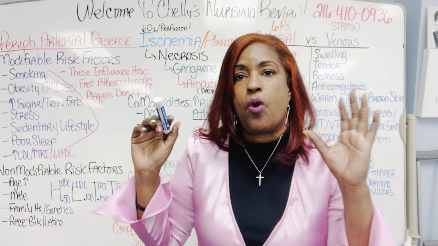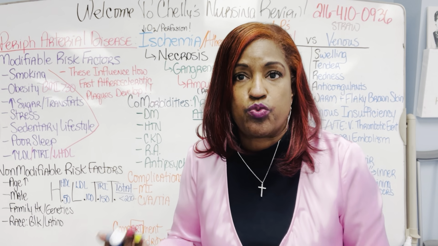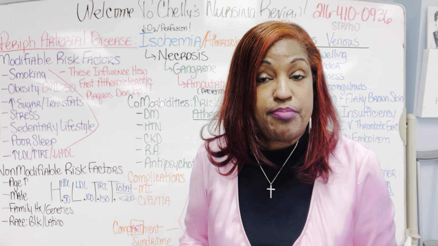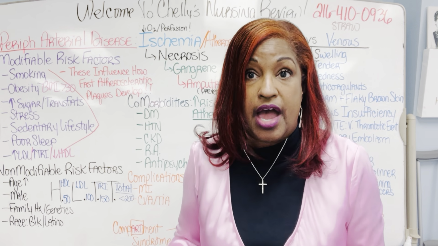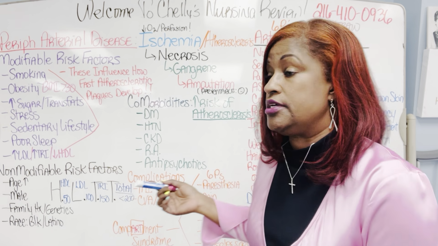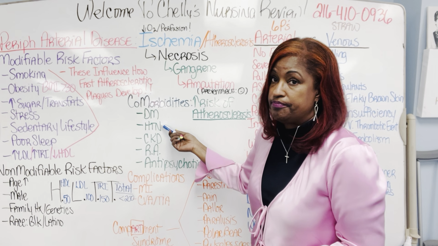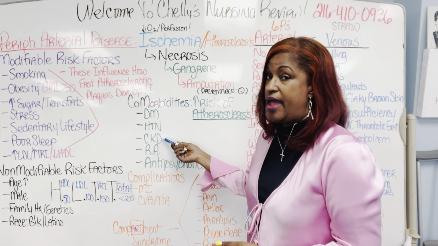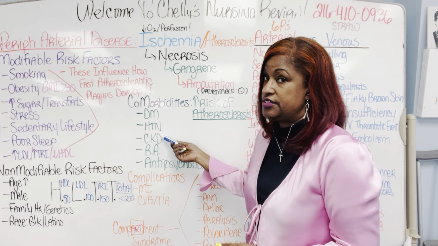Co-morbidities: if your patient has peripheral artery disease, what other conditions might they have at the exact same time that may have even played a role in the development of peripheral artery disease? Diabetes is number one. This patient most likely has hypertension. They may even have some chronic kidney disease.